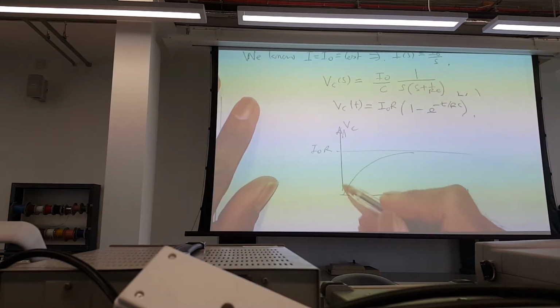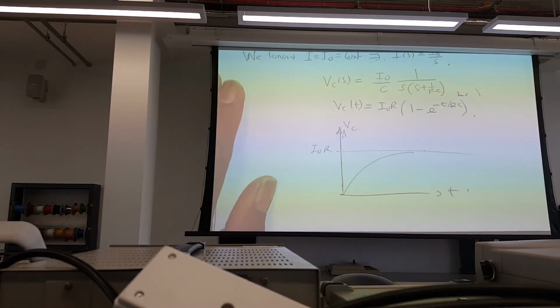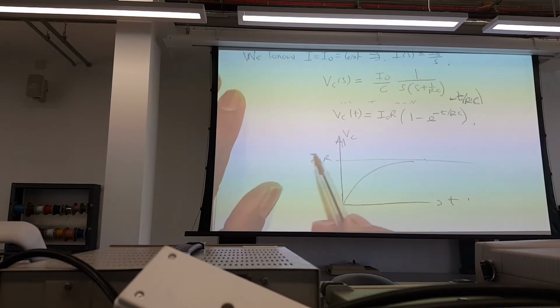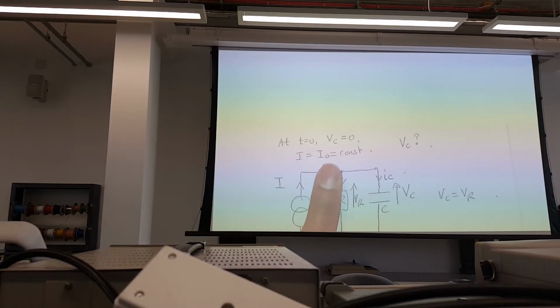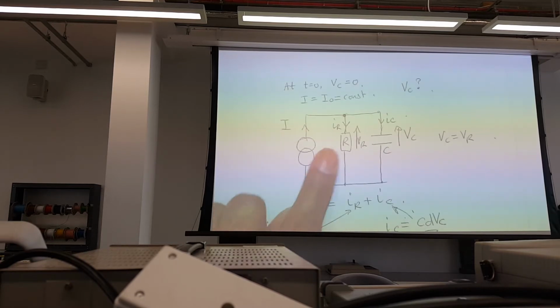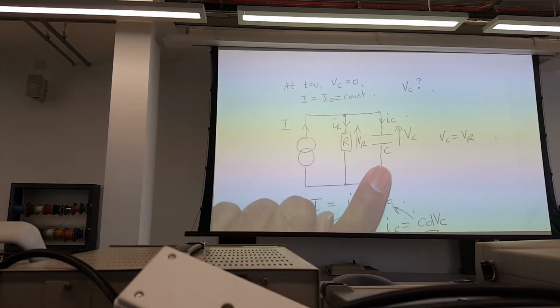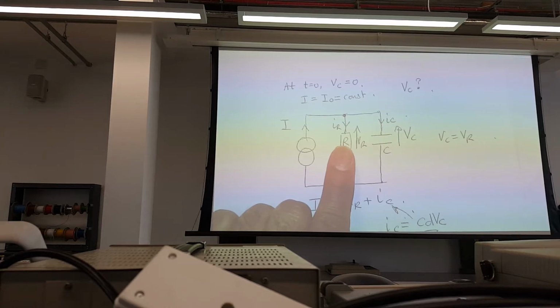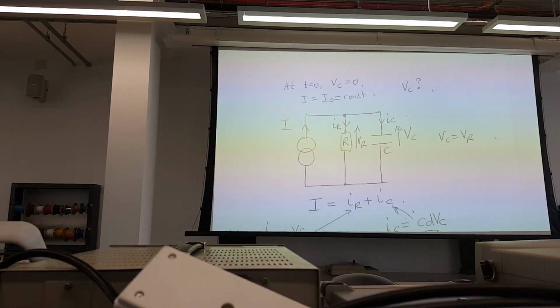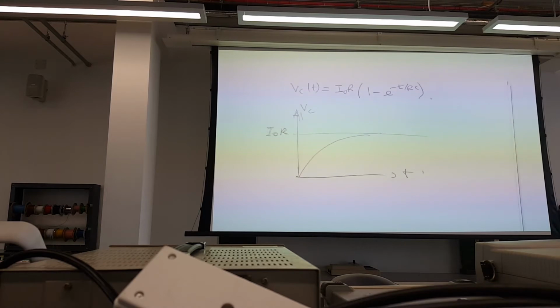Now we do have a rise, and the final value of the voltage across the capacitor, which is the same as the voltage across the resistor, is I naught R. In other words, all this current I naught is now flowing through that resistor, like we described at the beginning, and no current is flowing through the capacitor, so the capacitor voltage stays fixed at the voltage across the resistor, which is I naught R. And so you get this behavior like this.